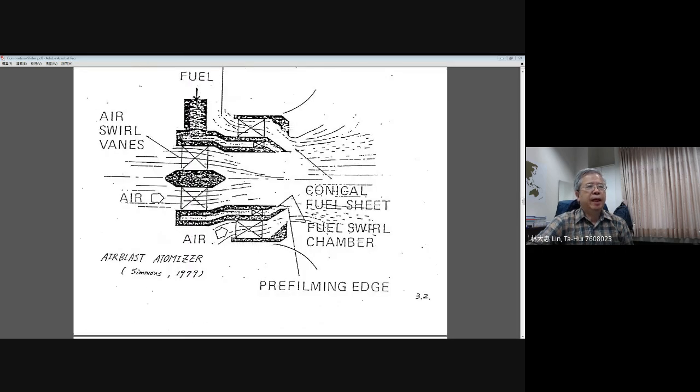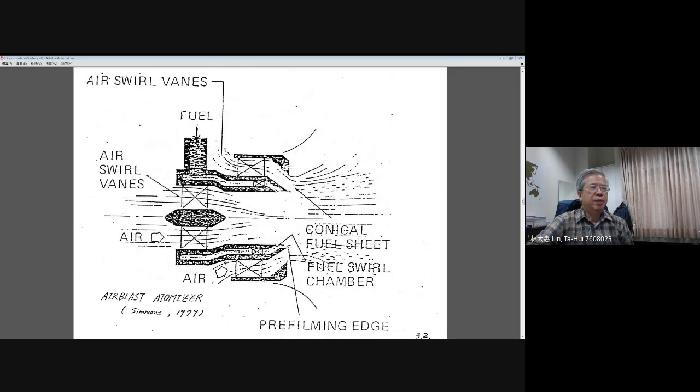The last one is the so-called airblast. Airblast means you use a lot of blast, you use a lot of air, right? Okay, now you can see the fuel coming from here, flowing along this fuel line, and you can see there is a cross symbol representing that they will have a swirl. They apply the swirling motion to the fluid inside our injector. This is the first one for air and also for fuel. They always have flow circulations.